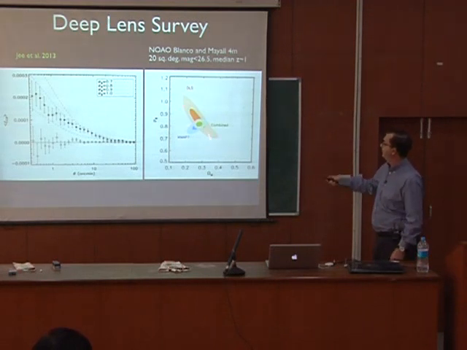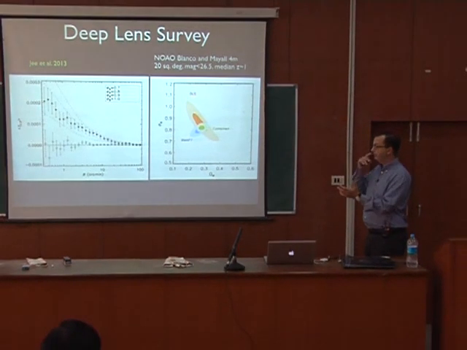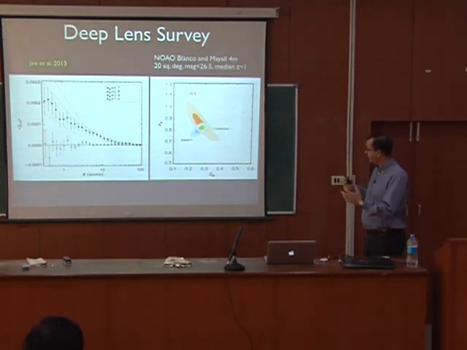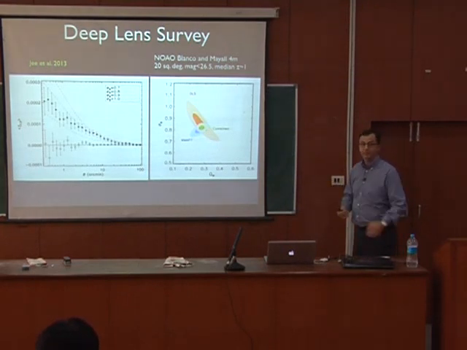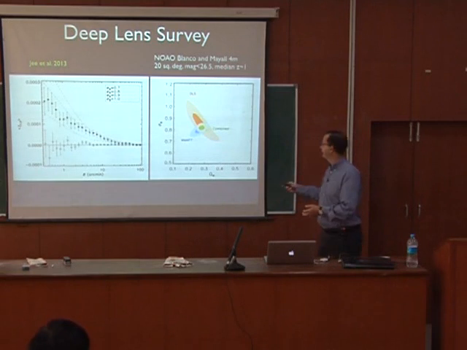Degeneracies is a term for the fact that the constraint in some combination of parameters is linear or extended. It means that with this probe, weak lensing, for instance, we cannot measure sigma 8 and omega matter independently. We can measure only a combination of them in some direction in parameter space. That's what degeneracy means.